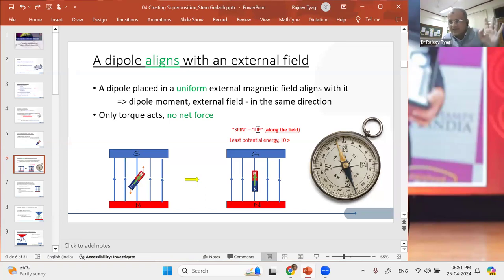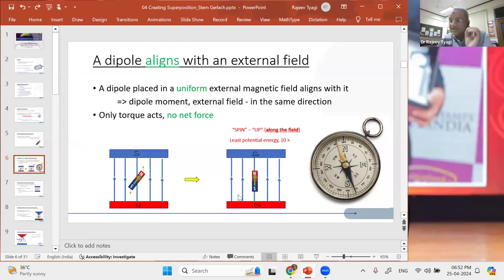Otherwise, there is nothing like up or down, and there is nothing like left, right. There is nothing like even a z axis, I don't think. Whichever direction you put the magnetic field, and I'll show it to you by changing the magnetic field, whichever direction you have the external field, that direction is z, and that direction is up. And the dipole aligns in that direction. This is spin up.